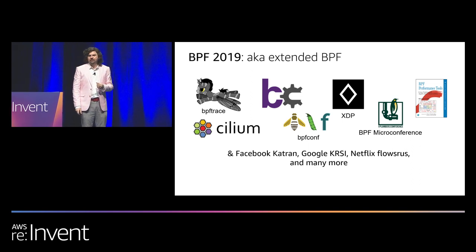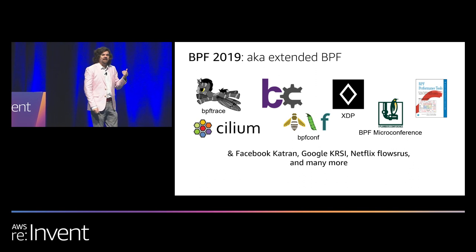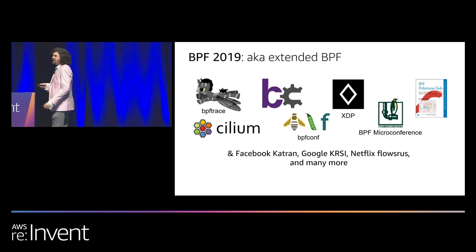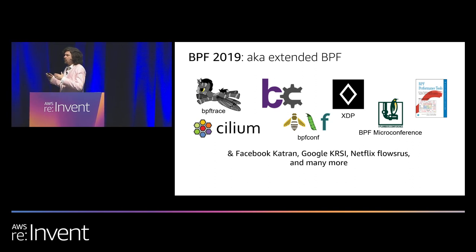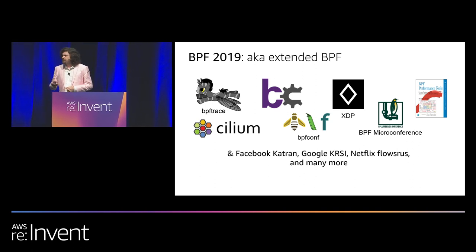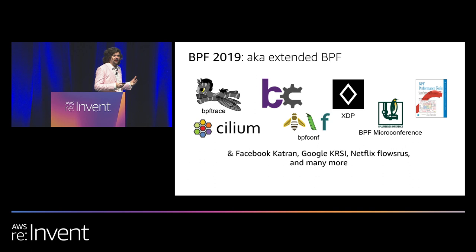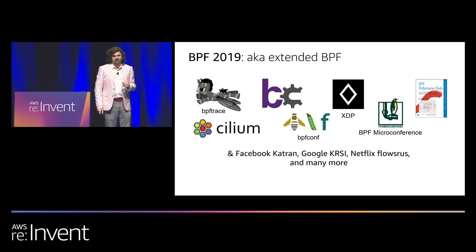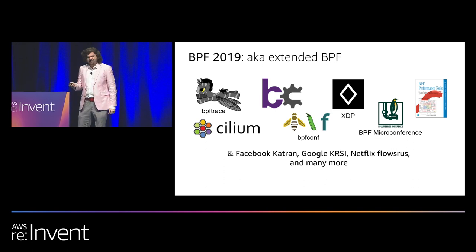Cilium is one company, by Isovalent. It is container networking security. Facebook has a Katran project for intelligent load balancing. Google has KRSI for doing security with eBPF. Netflix has FlowSRX, which we're including in the base AMI, and there are many more.